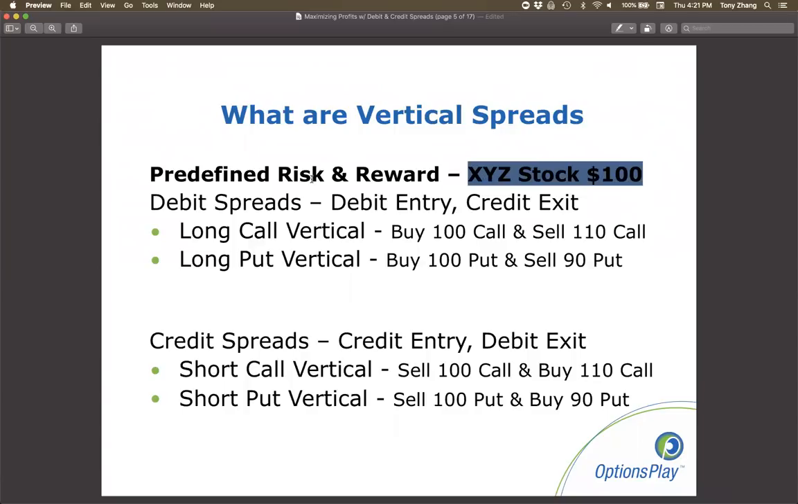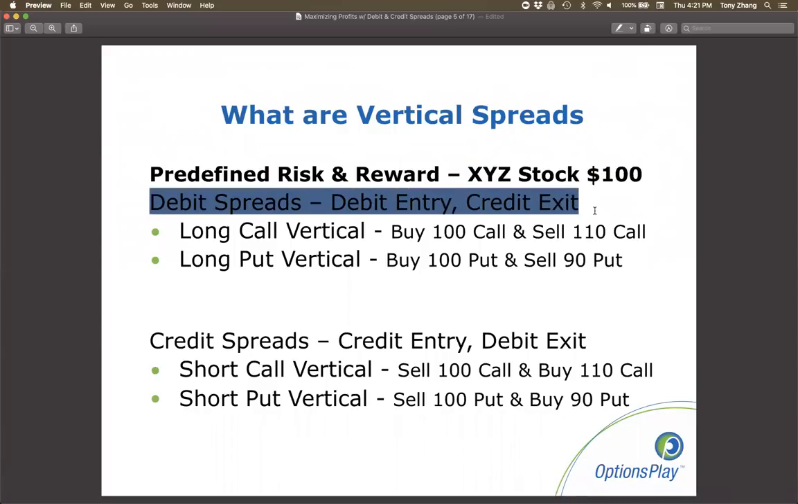So first of all, when we talk about debit spreads, the reason we call them debit spreads is because it's a debit to enter and a credit to exit that trade. Meaning money is debited out of your account to enter this trade and money is credited to your account once you exit the trade. And it's actually pretty simple to set up.